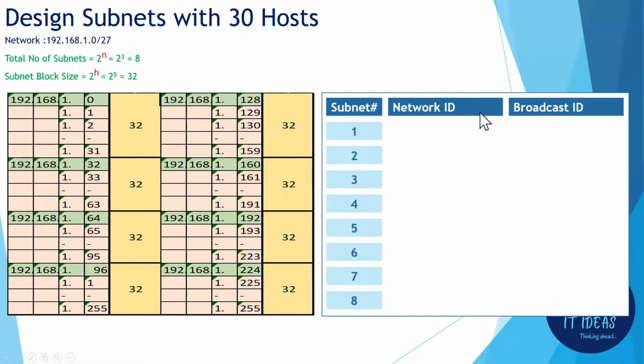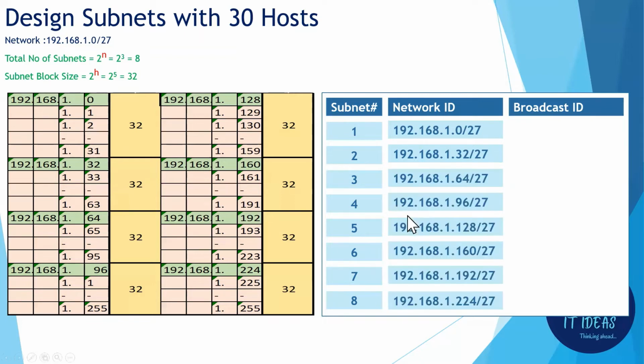Now we will write the network ID and broadcast ID for every subnet. For the first subnet, the network ID is the first IP address of every subnet. So the first subnet's network ID is 192.168.1.0/27, which is our subnet mask. For the next network ID, that is the first IP address of the second subnet, 1.32. To get that, we have to add 32 IP addresses to the previous network ID. We will get 1.32. The same way, we add 32 IP addresses to the previous network ID, and we will get the network ID of the current subnet. The same way, when we add 32 IP addresses, we will get these network ID values.